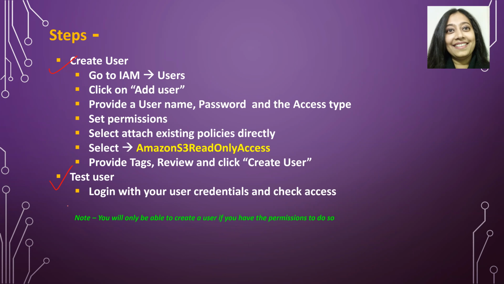The steps to create a user is to go to IAM users, click on add user, provide username, password, and the access type, set permissions. In this case, since we are trying to create a user that needs to have read-only permissions to S3, we are going to select an existing policy, that is Amazon S3 read-only access. That is this policy.